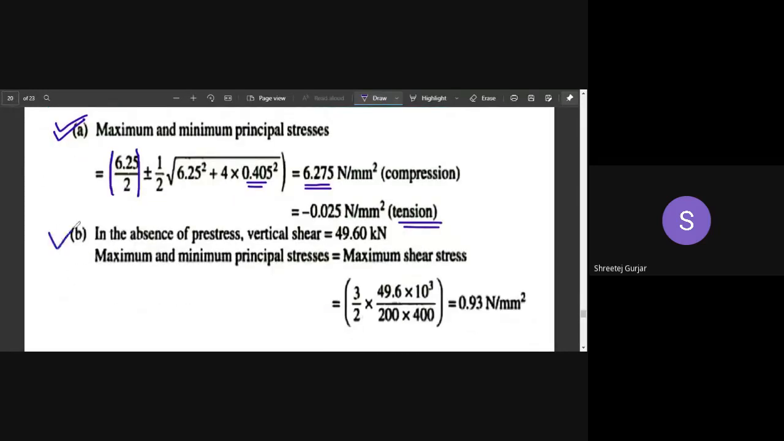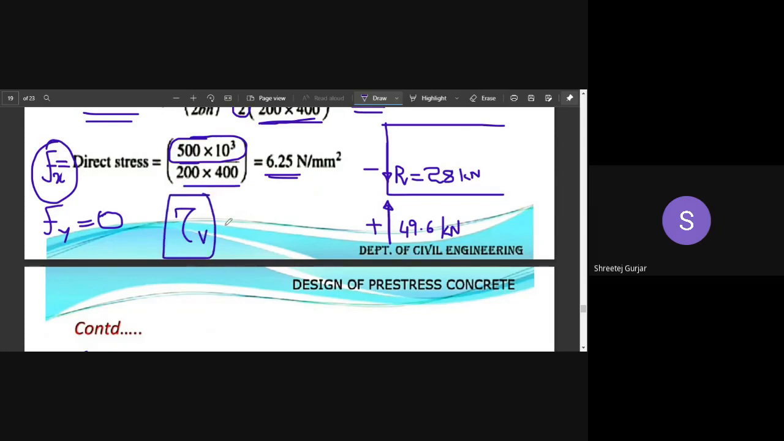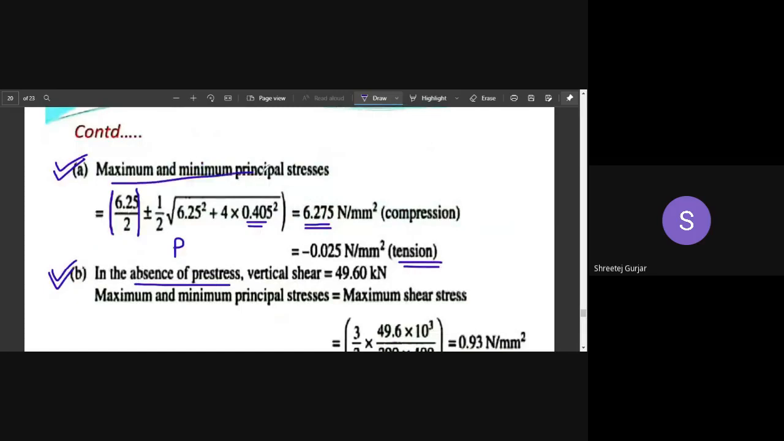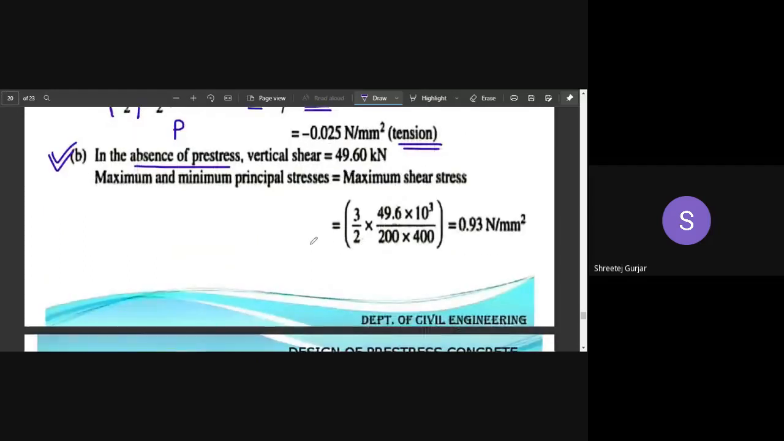In the second case, what they had told us, in the absence of pre-stress, meaning your P value is 0. Hence, if P is equal to 0, automatically Fx will be 0 and Fy will also be equal to 0. So only term that will be remaining is tau V. Only tau V will remain in your maximum and minimum principal stress formula. So calculating the maximum and minimum principal stress, that is equal to your maximum shear stress, directly.